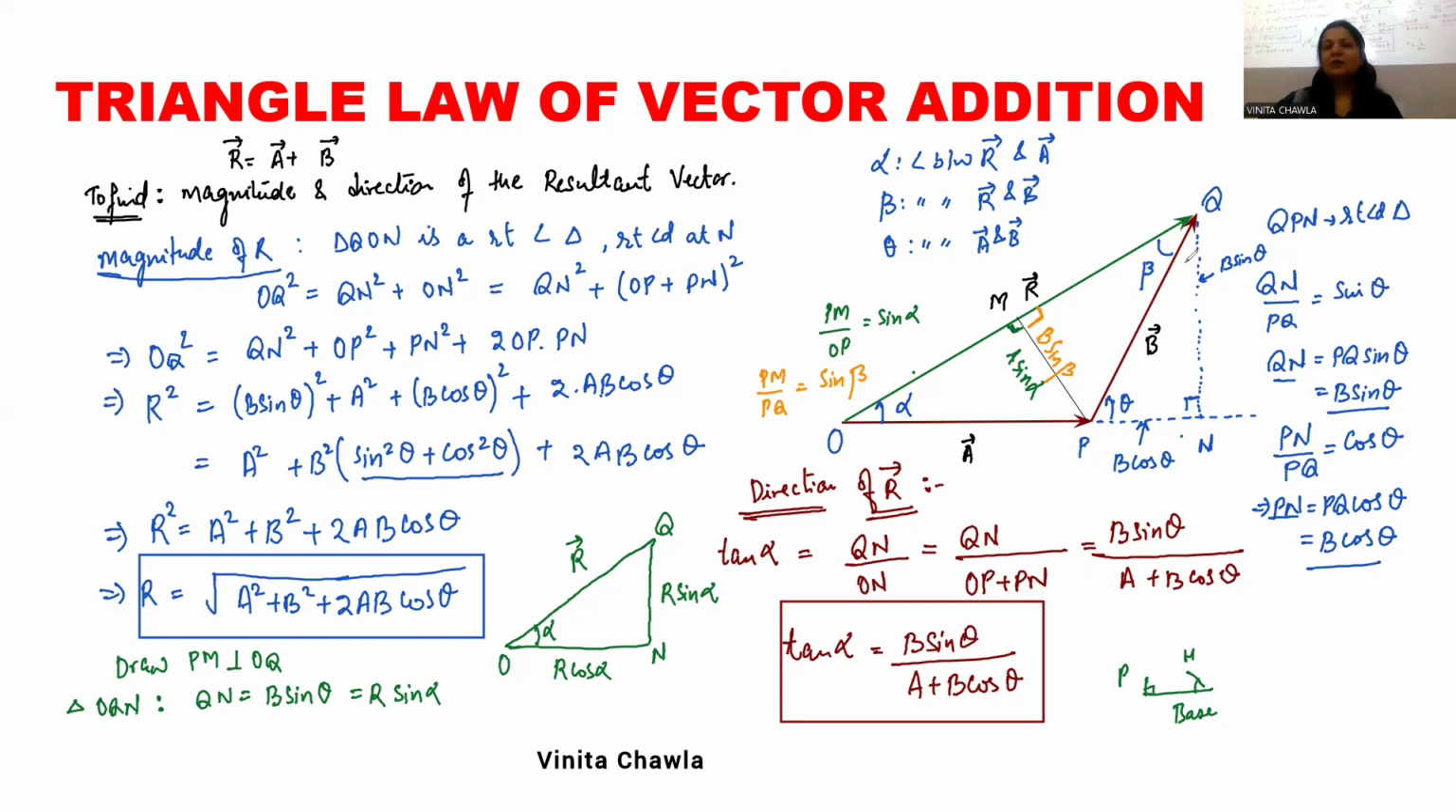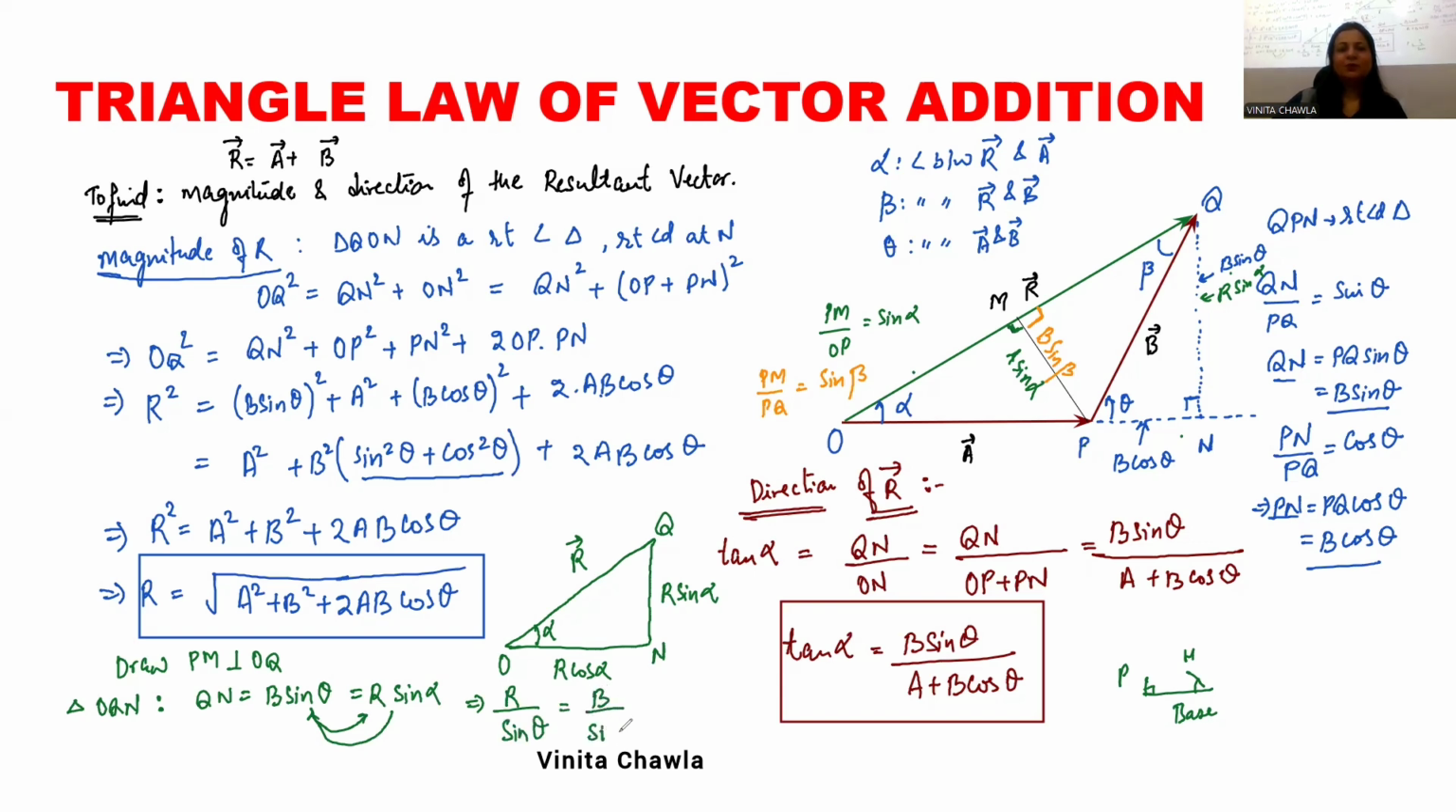So यहाँ से if you consider QPN, then it is B sine theta. But if you consider the bigger one, then it is R sine alpha. So R sine alpha and B sine theta, they are equal. Okay. So we can write R, see, just transpose them. Move sine theta to this side and sine alpha to the other side. So we can write R upon sine theta is equal to B upon sine alpha.